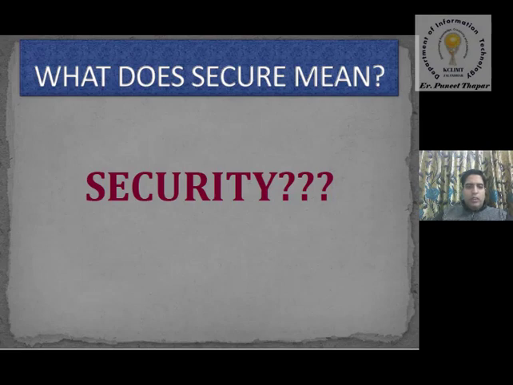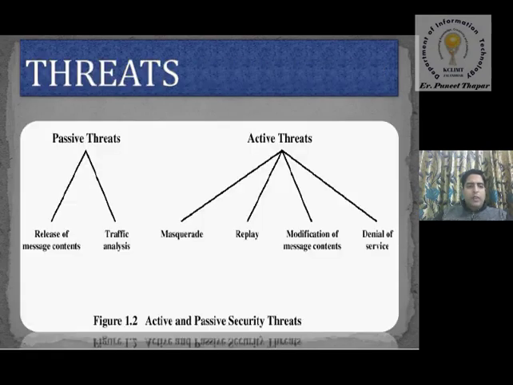So today we will discuss various threats. There are two types of threats available. The first is passive threats, and the second is active threats. Passive threats mean the release of message content or traffic analysis. These are the threats that occur by traffic analysis or by the release of message content.